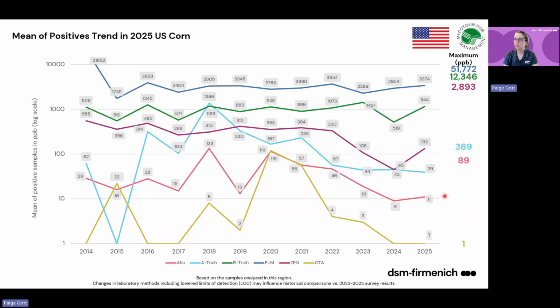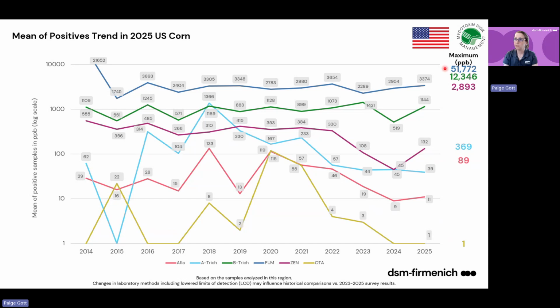When we look at the maximums, we can see those can be very high. This would be representative of one sample that tested at this maximum concentration, just represented over here on the far right-hand side of the graph.